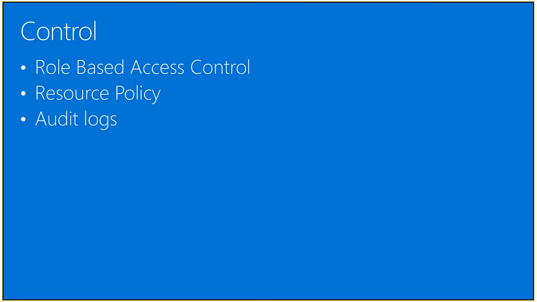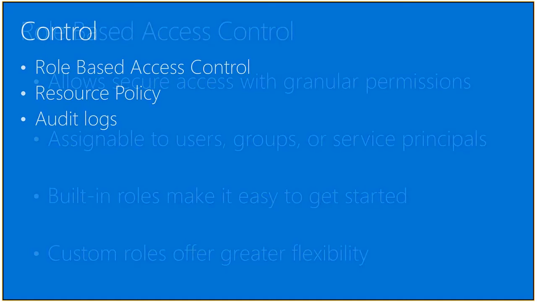So while you are enjoying the flexibility and agility of Azure, you are also confident that you are in full control of your environment. There are three things we have mainly for the control pillar. The first is called role-based access control. The second is resource policy. And then audit logs. So let's go from RBAC.